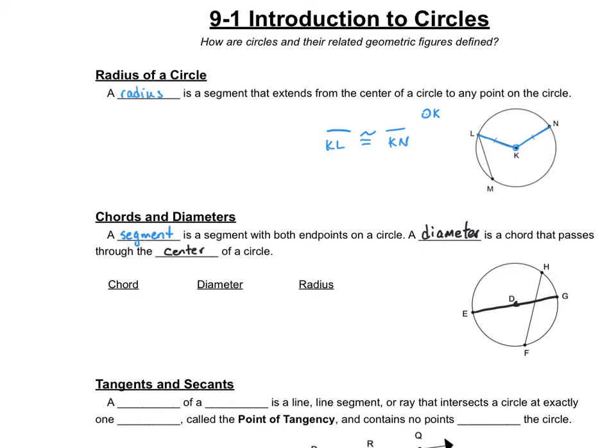And some examples here for chords. One chord is HF. We also have EG. For diameters, we have EG. And then for radii, we have DE. And we also have DG. So let's see here. We know that that is congruent to that. So those are just labeling some of the parts of the circle.